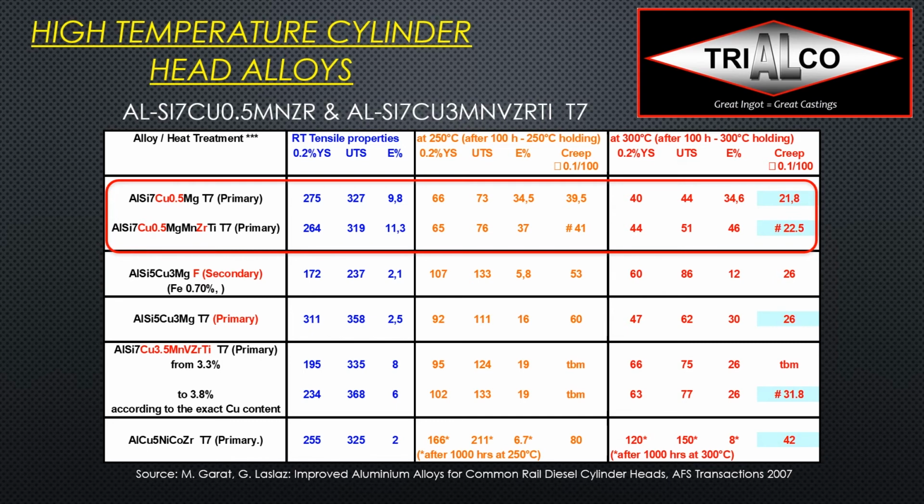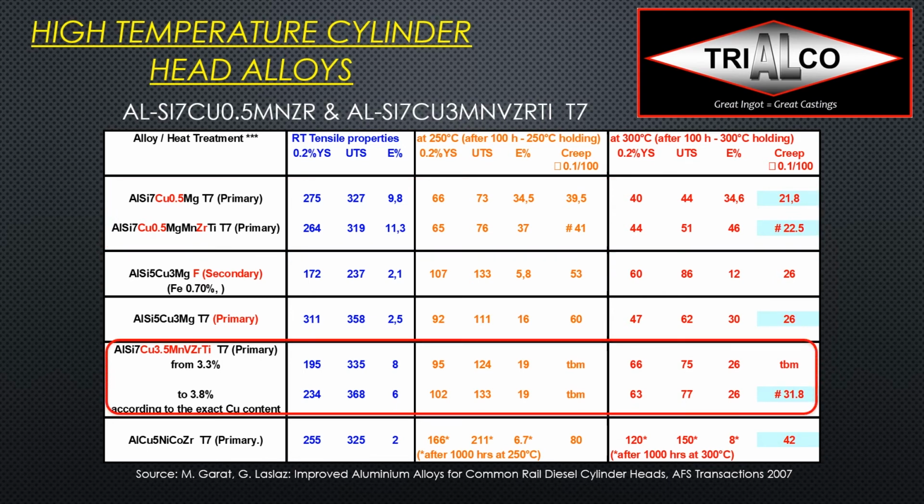And with that, we had first an increase in 250 degrees Celsius strength, and then with the zirconium also at 300 degrees Celsius strength. If we want to go higher than that and want to really make it much stronger, we found that if we add 3.5% copper, so we are in the middle of that range that we just looked at, we can see that now we basically double the 250 degrees Celsius strength and still get pretty decent elongation. And now we really boost the 300 degrees strength from just 40 megapascal to 66 or 63, and the tensile from 44 to 75 to 77 megapascal. Still getting pretty decent elongation.